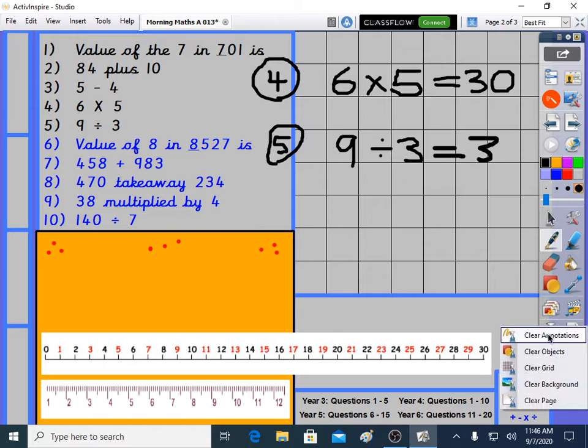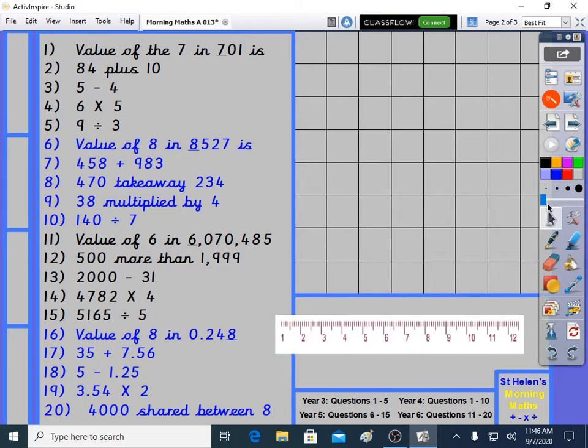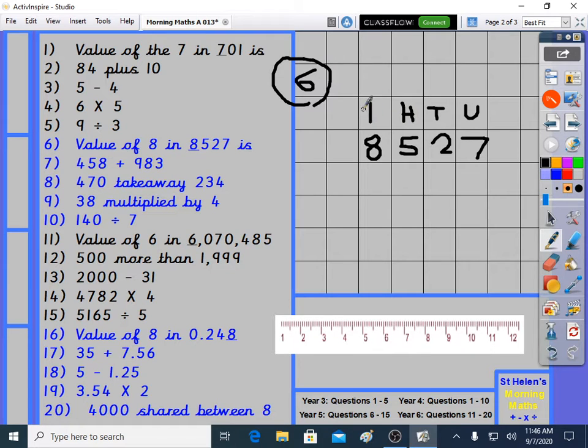And we're on year 4 level question 6. So let's get going with that. Question 6. Value of the 8 in 8,527. It's worth 8,000, isn't it? I'm sure some of you are writing it already. It's not units, it's not tens, it's not hundreds, it's thousands.